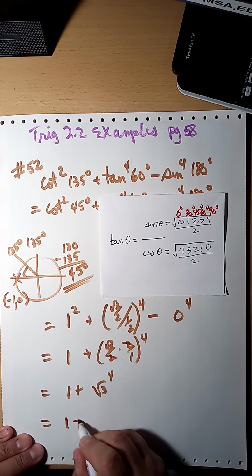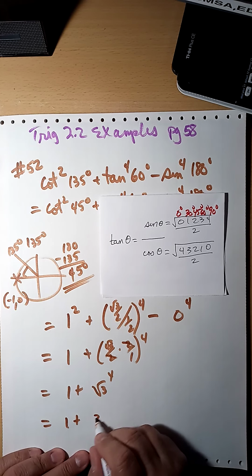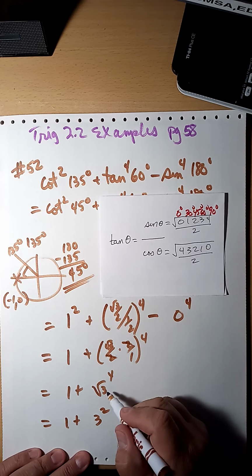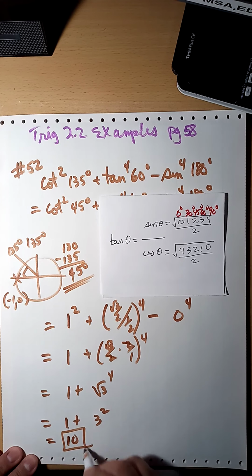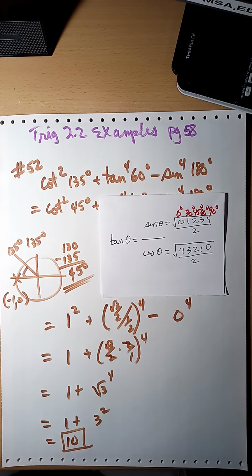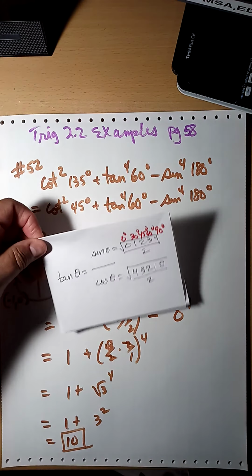So it's 1 plus 3 squared. Right? 9 and 1 is 10. So, it's nice to have around.